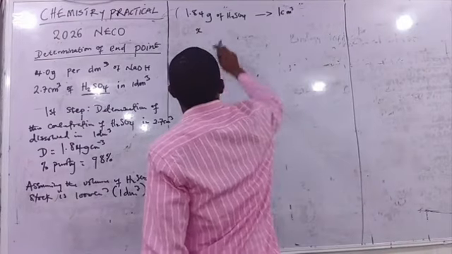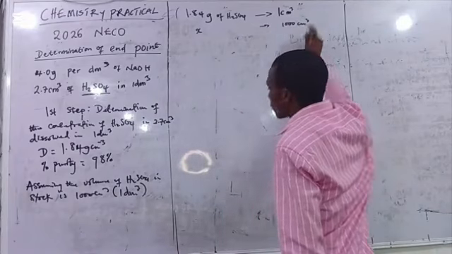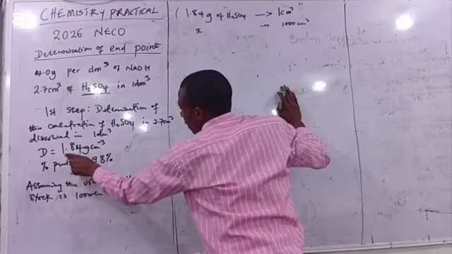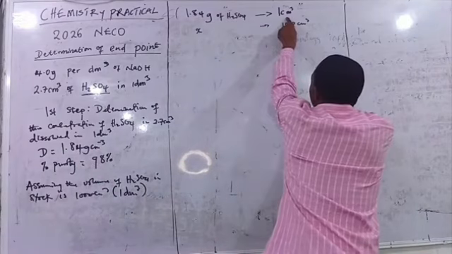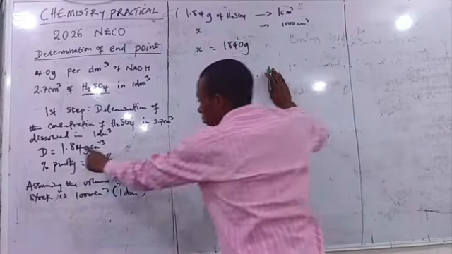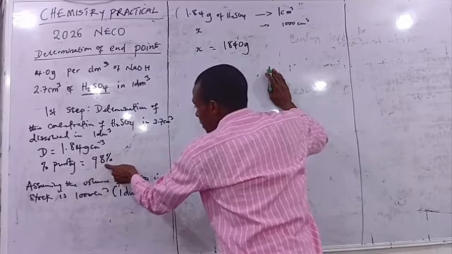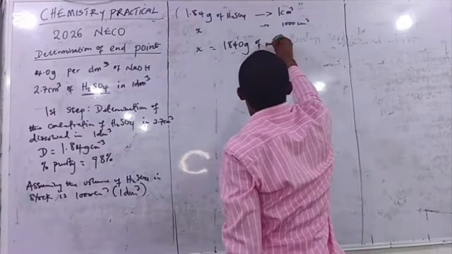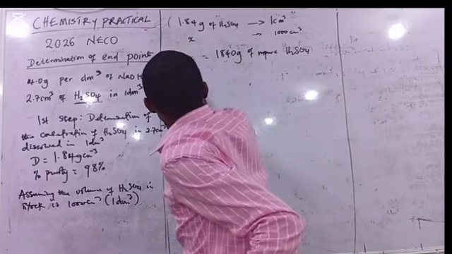How many grams will be present if we have 1000 cm cube? We want to find the mass in the stock containing 1000 cm cube. Density tells us that we have 1.84 gram per cm cube. So that's 1.84 contained in 1 cm cube, and X will be 1840 gram. Please remember the stock solution of H2SO4 is not pure. The percentage purity is 98. So this is 1840 gram of impure H2SO4. I want to find the mass of the pure.